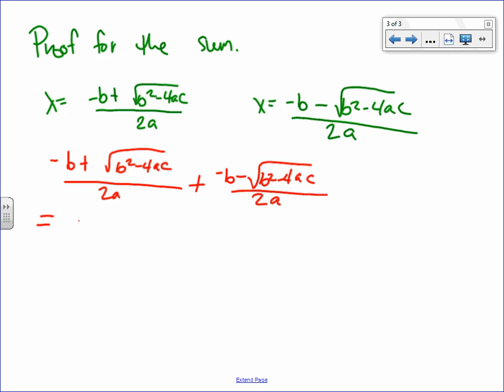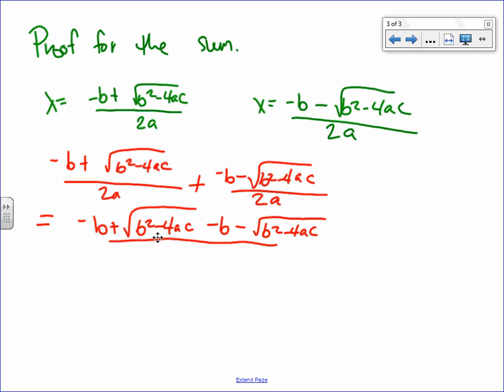So this is just going to be negative b plus the square root of b squared minus 4ac, minus b minus the square root of b squared minus 4ac, all over 2a. So I just smushed those numerators together, put it all over 2a because that's the common denominator. And now this is actually really nice because if you look, there's a lot of stuff in the numerator that I can combine.